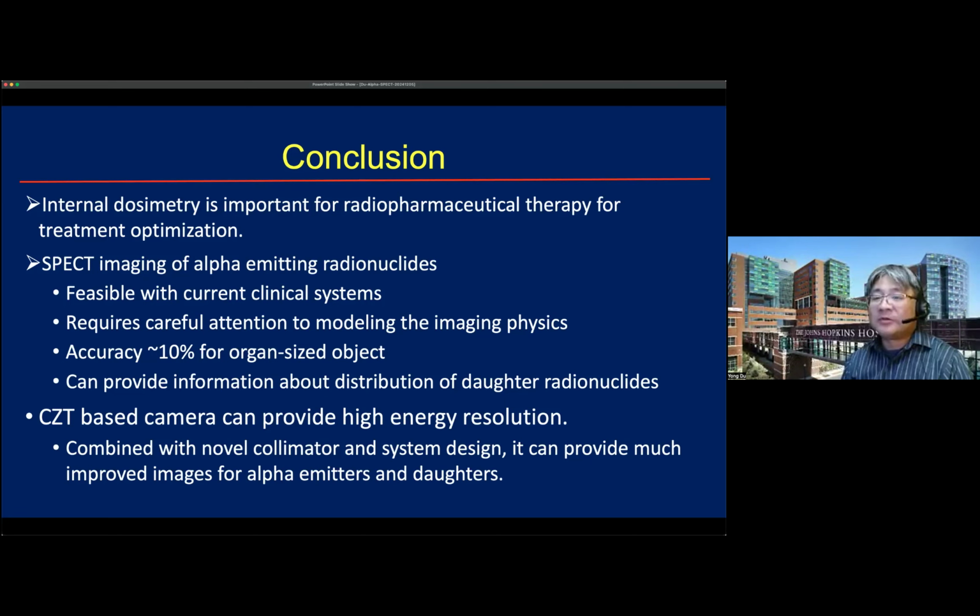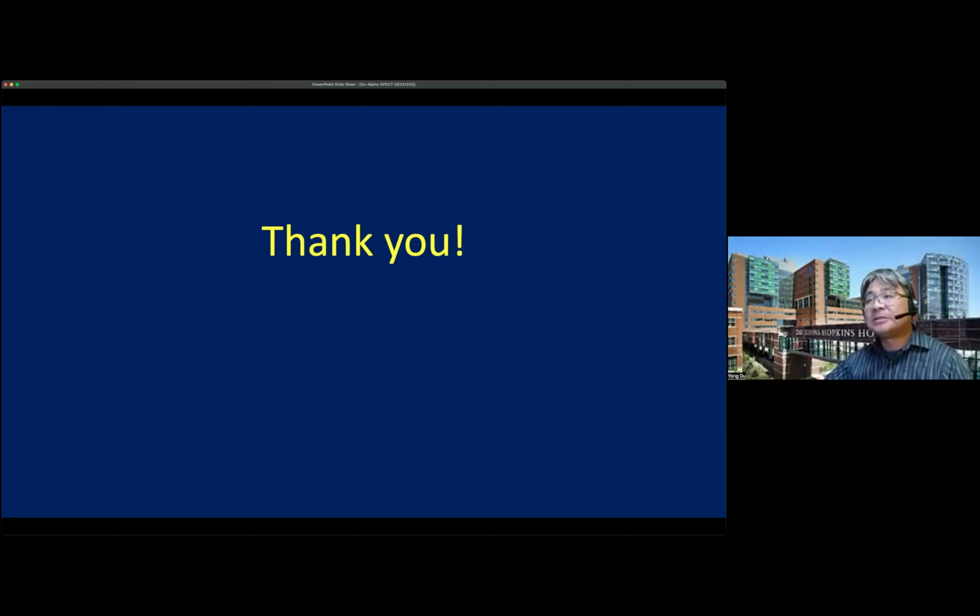But if we use the CT-based cameras, we can have a much higher energy resolution. Then we can separate more daughters, and combined with a normal collimator and the same design, we can do imaging of not only alpha-emitters, but all the daughters. So with that, I think that's the last slide.